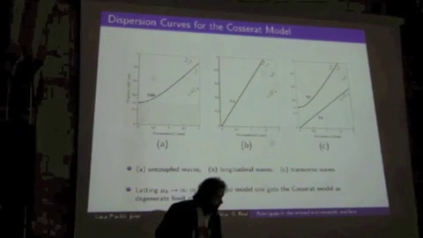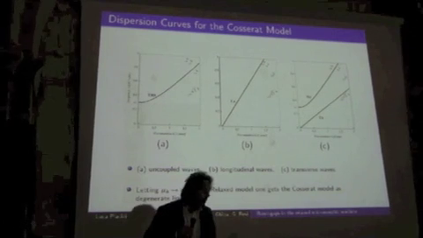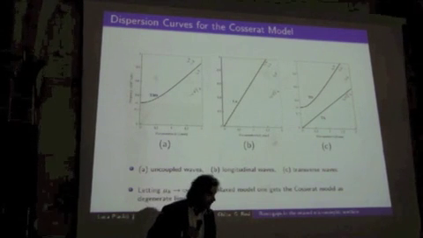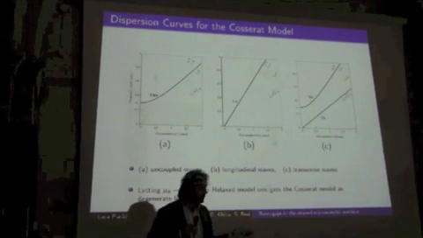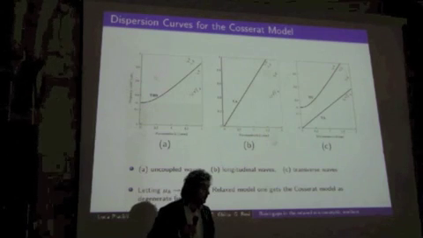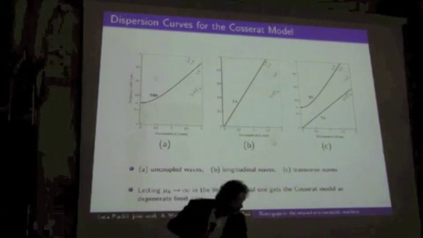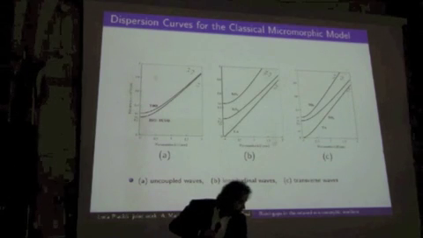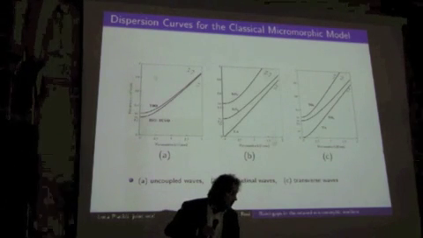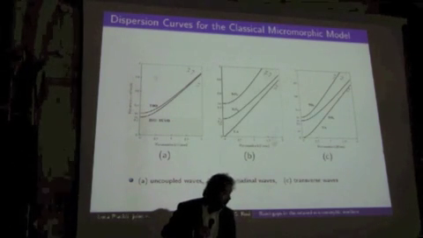Then we can see the analogous dispersion curves for the Cosserat media, if we let mu_h go to zero, as I have told you before, in the relaxed model. And the same work can be done for the classical micromorphic model.